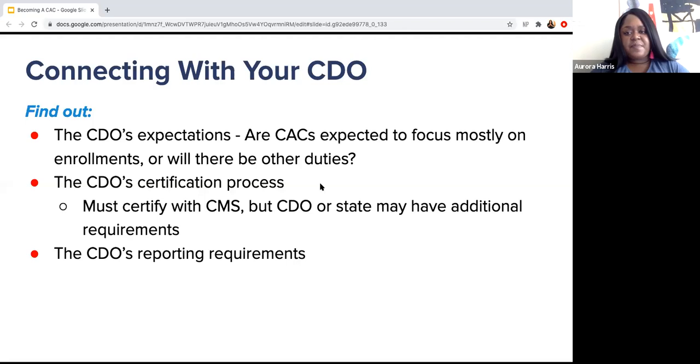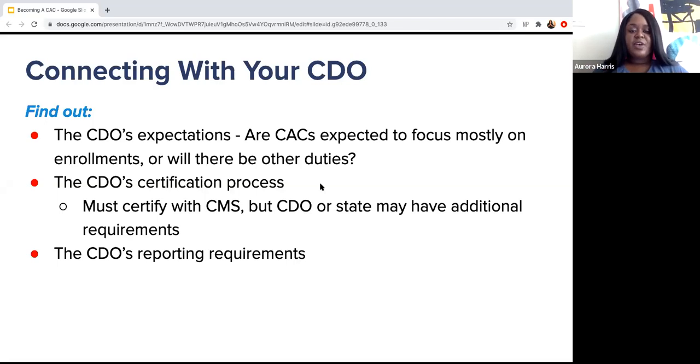Are CACs expected to focus mostly on enrollments, or are there other duties that I have to do? Do I have to do a certain amount of outreach events? Do I have to do the same workshop with everyone and come to your volunteer program? There are lots of different responsibilities, and so you need to connect with the CDO and find out what those things are. You need to find out the CDO's certification process, as they may have additional requirements outside of just taking the test. So you might want to think that through and connect with them and figure that out.